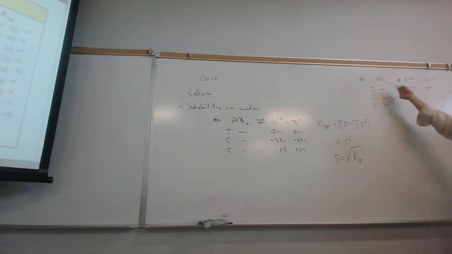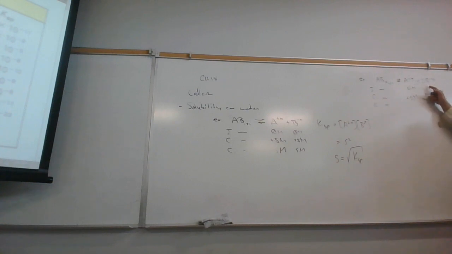And then if we allow this to dissolve, for every 1 mole of AB2 that dissolves, I'm going to get 1 mole of A plus. So that's the solubility. So this can be plus S here. However, I'm going to get twice as much B. And that means if I get twice as much B, then that's double the solubility, or 2S molar. And so what we end up with is S molar and 2S molar.